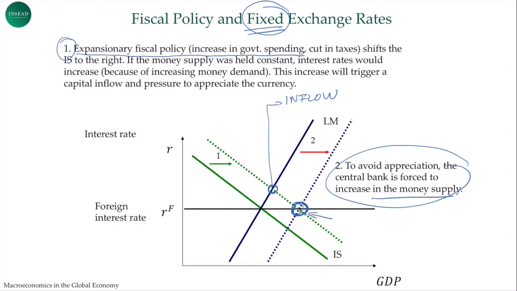What did we learn? We learned that in this world, expansionary fiscal policy increases GDP, and that partially happens because liquidity has to increase in order to avoid the appreciation of the currency. So the central bank has to automatically react to this particular policy of the government in order to ensure that the exchange rate is fixed. So second example, fiscal policy, fixed exchange rates, we also get this expansionary effect, but the channels and the way the central bank reacts is of course very different than when we had flexible exchange rates.